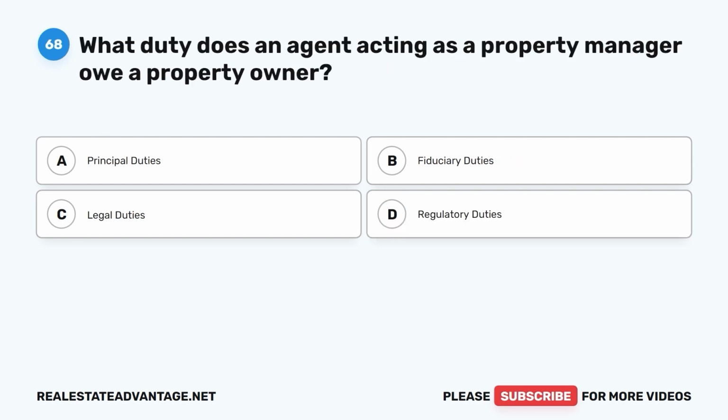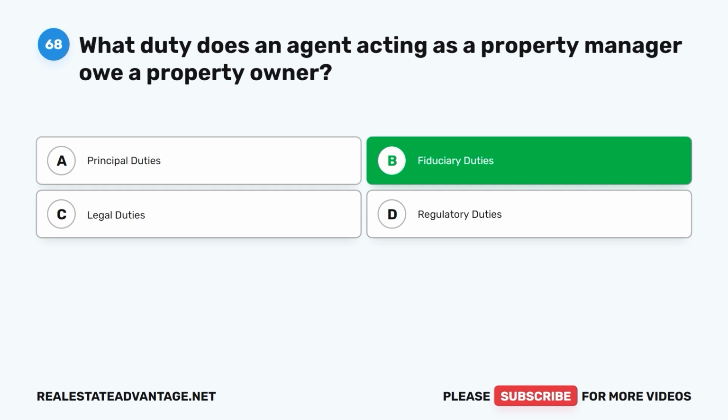Question 68. What duty does an agent acting as a property manager owe a property owner? A. Principal duties, B. Fiduciary duties, C. Legal duties, D. Regulatory duties. The correct answer is B. Fiduciary duties.